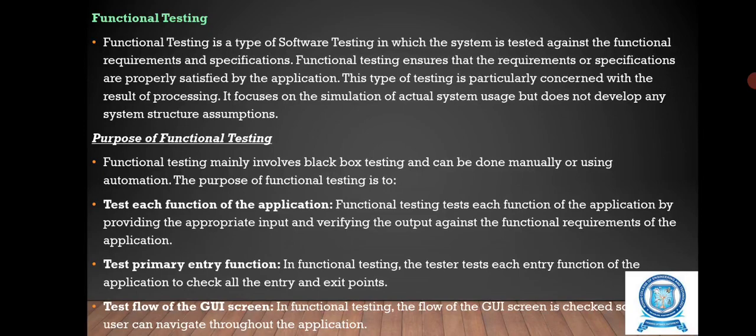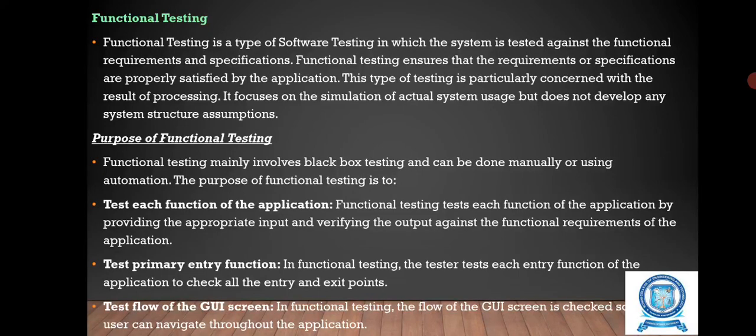Functional testing is a type of software testing in which the system is tested against the functional requirements and specifications. The functional testing ensures that the requirements or specifications are properly satisfied by the application. This type of testing is particularly concerned with the result of processing. It focuses on the simulation of actual system usage but does not develop any system structure assumptions.